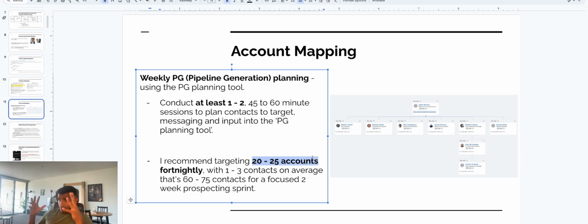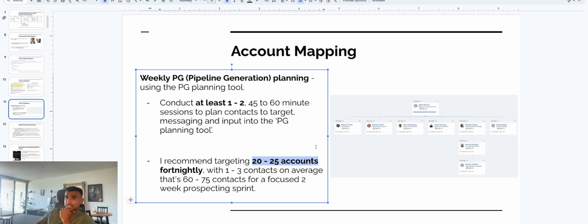So make sure that you have 20 to 25 accounts that you target fortnightly. If you're a mid-market rep, that number comes down, right? I wouldn't be targeting anything more than 7 to 10 accounts max fortnightly. And if you're an enterprise rep, you're targeting 2 accounts fortnightly, 1 account fortnightly, right? You really want to go deep into an account. But because you're an SMB rep, you've got to have volume, right?